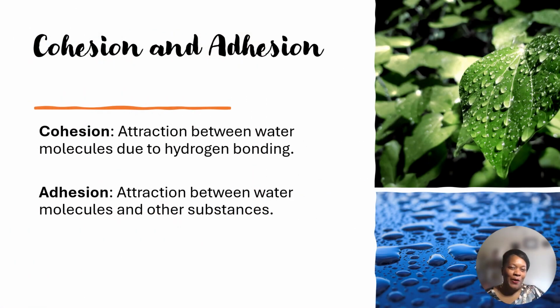Cohesion and adhesion. One thing you need to remember is that cohesion is basically the attraction between water molecules due to hydrogen bonding. It's just that simple. But adhesion means it's the attraction between water molecules and other substances. So as an example, when we think about cohesion, this is the property that's crucial for processes like water transport in plants. Whereas adhesion is where water molecules also stick to other substances. So this property helps water to climb up plant roots and stems.